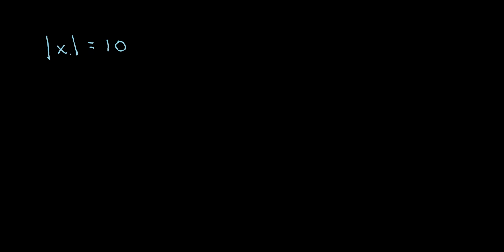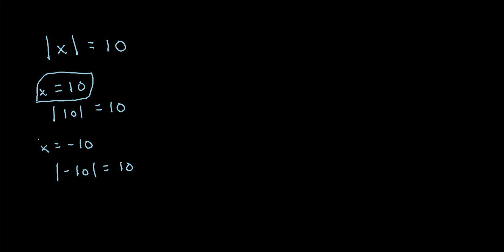Well, recall that when we have absolute value signs like this, whatever is inside the absolute value signs automatically becomes positive. So if x was equal to 10, the absolute value of 10 is just 10. So that would be one possible solution for x. But if we also had x is negative 10, well, the absolute value of negative 10 is also equal to 10. So in this case, there are two solutions that would make this expression true. We could have x is equal to 10, or we could have x is equal to negative 10. Both of these x values would make this expression true.